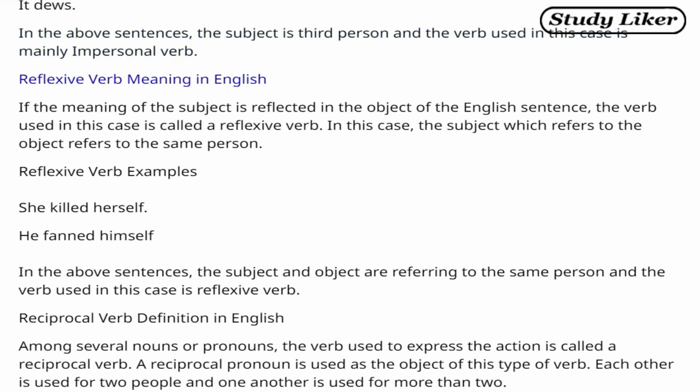Reflexive verb meaning in English. If the meaning of the subject is reflected in the object of the English sentence, the verb used in this case is called a reflexive verb. In this case, the subject and the object refer to the same person.